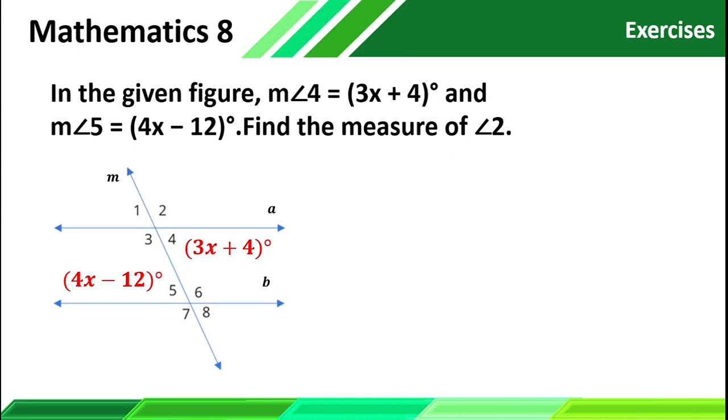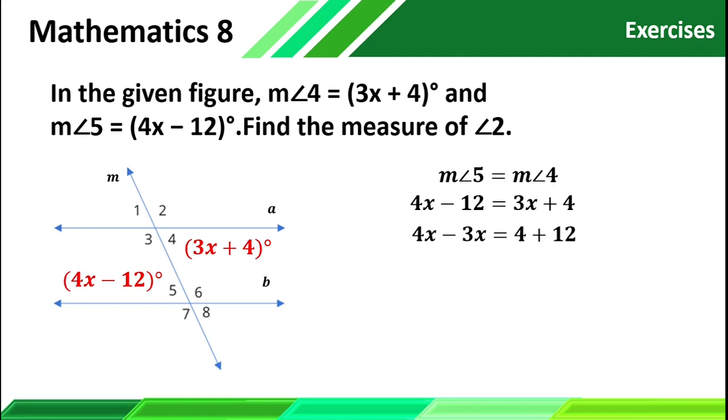Next exercises. In the given figure, the measurement of angle 4 is 3x plus 4 degrees, and the measurement of angle 5 is 4x minus 12 degrees. What is the measurement of angle 2? We know that the relationship of angle 4 and angle 5 is alternate interior angles, therefore they are congruent. Angle 5 and angle 4 are the same. So we can say that 4x minus 12 is equal to 3x plus 4. Let's solve for the value of x. So we combine like terms. 4x minus 3x is x, and 4 plus 12 is 16. Therefore, the value of x is 16.